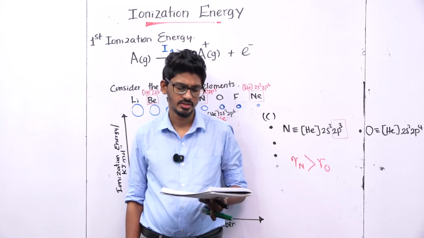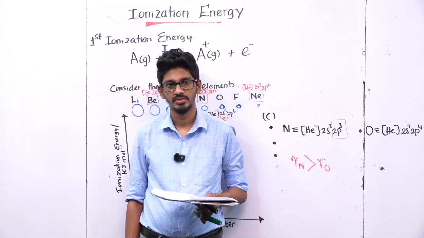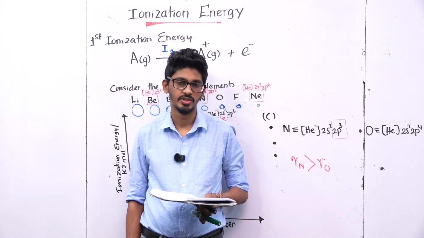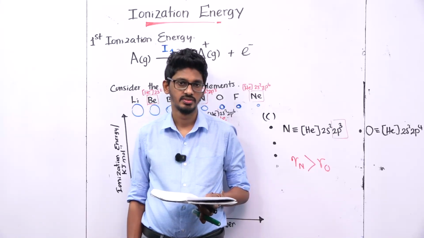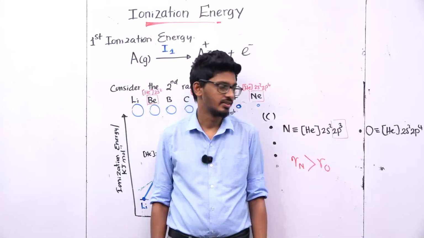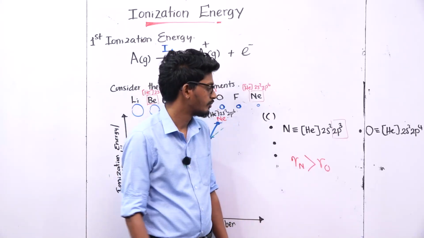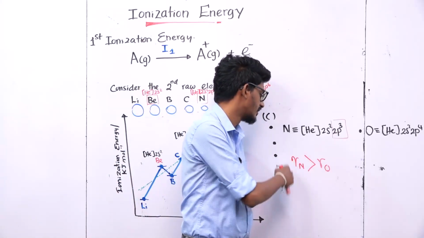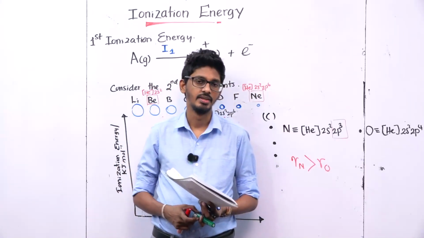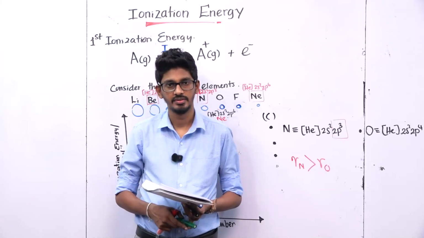Within brackets you can write: oxygen is not with such a stable configuration like in nitrogen. That is the reason. Right? So even though it is smaller, it will release the electron more easily than nitrogen. That is the idea, because it is not with a stable configuration like in nitrogen. Close the brackets.